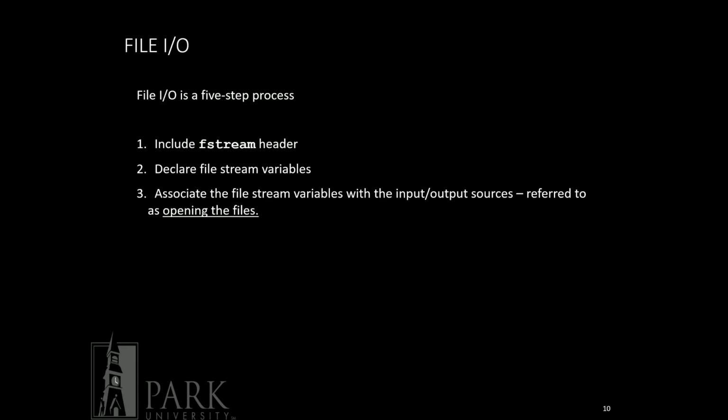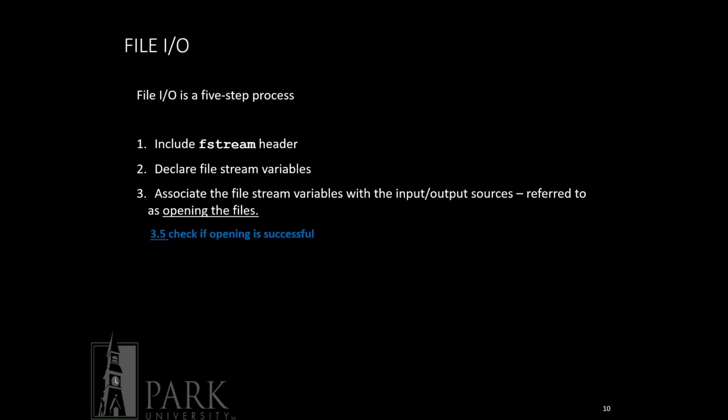Okay. Next, we have to declare a file stream variable, a reference variable. This is automatically done for you with the IO stream. Remember, we use CIN and COUT. Well, now when we're working with file streams, we have to declare our own file stream variables. Once you do that, you then associate the file stream variable with the input or output source, i.e., what file do you want to open or write to, okay?